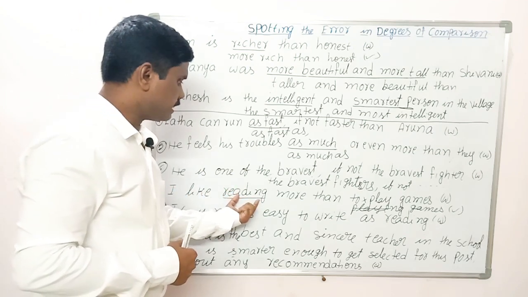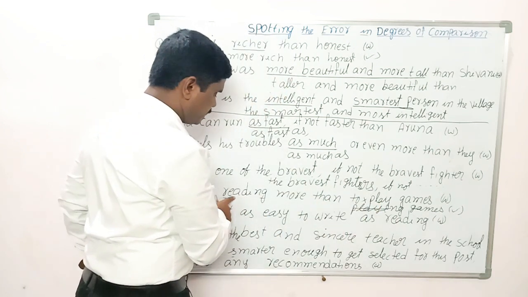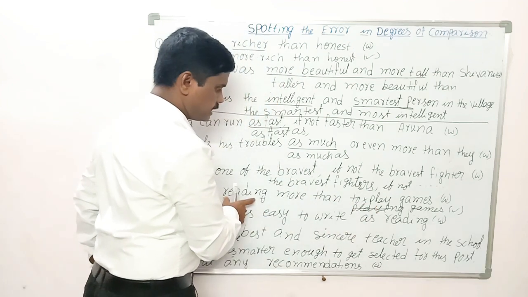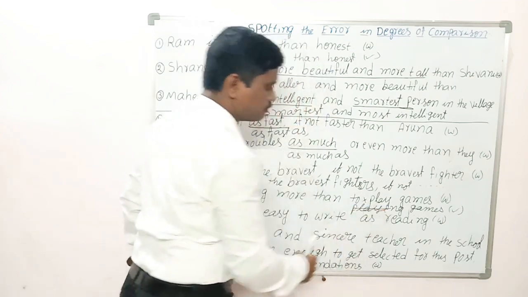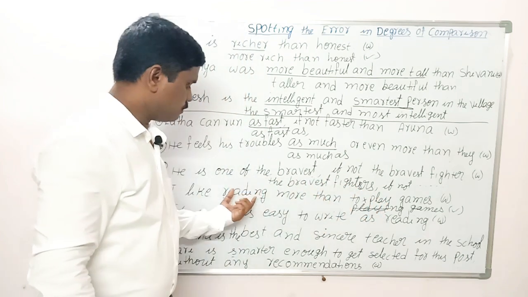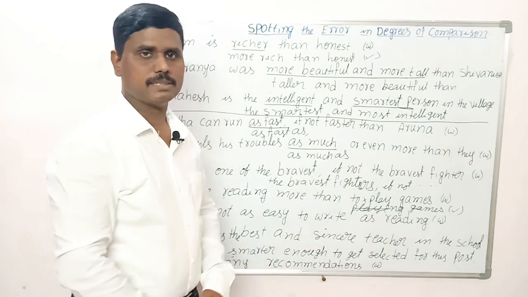So here the comparison is always between equals. This is reading and this is to infinitive. So reading gerund, here also gerund should be there. Here verb 1, here also verb 1. Here verb 1 ing form, here also verb 1 ing form. That is the important point.